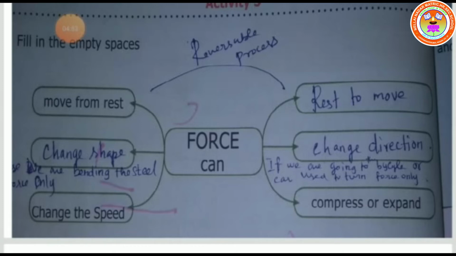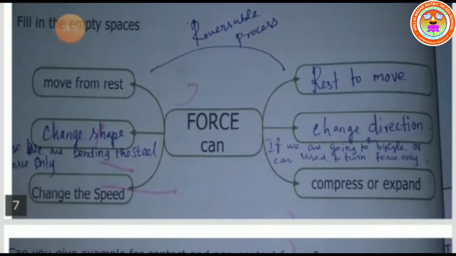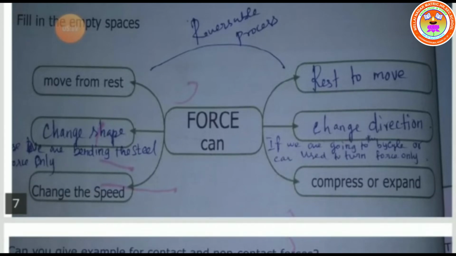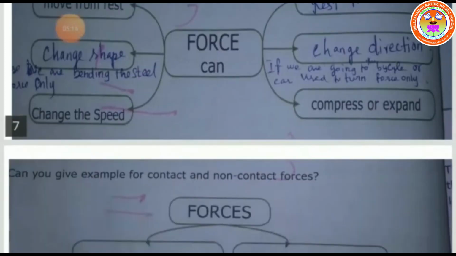Change shape. We are bending the steel; the force only we apply. Then change direction. If you are riding a bicycle or a car and turning, force only we are using here. Change the speed. Compress or expand.